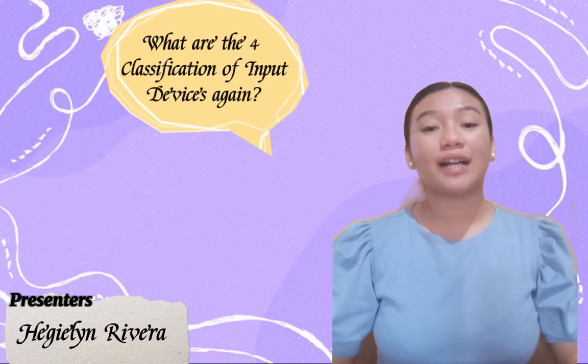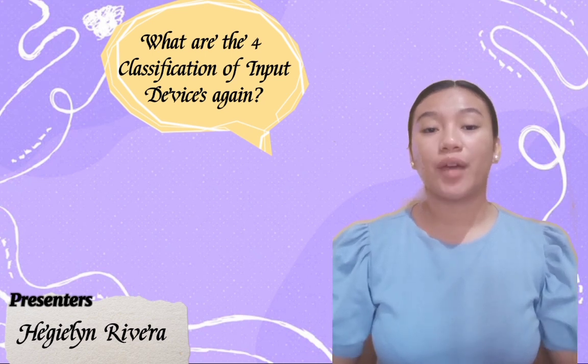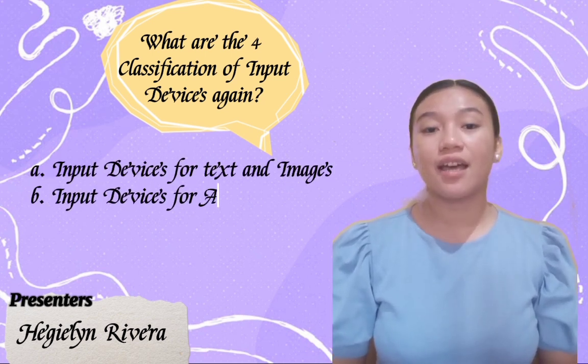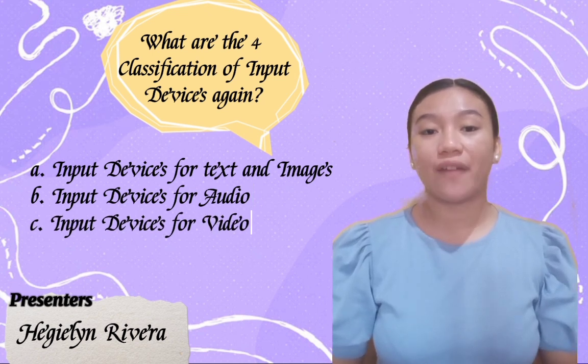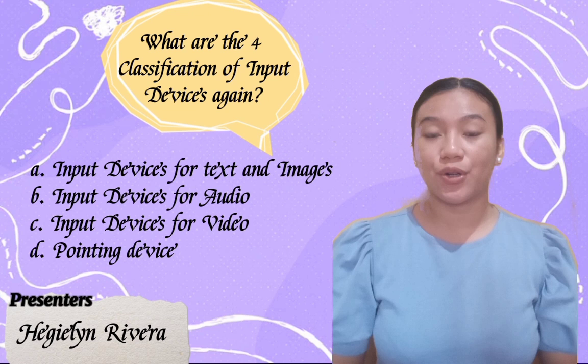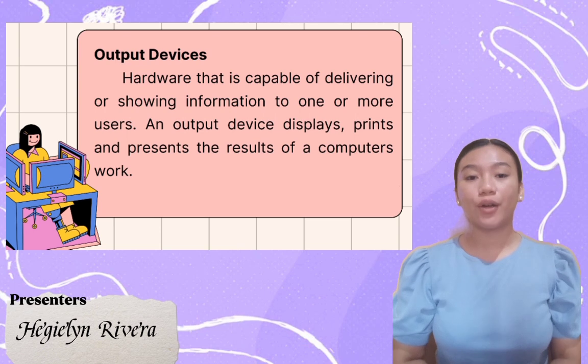So, what are the four classifications of input devices again? We have input devices for text and images. The second one is input devices for audio. Then input devices for video. And last is pointing device.